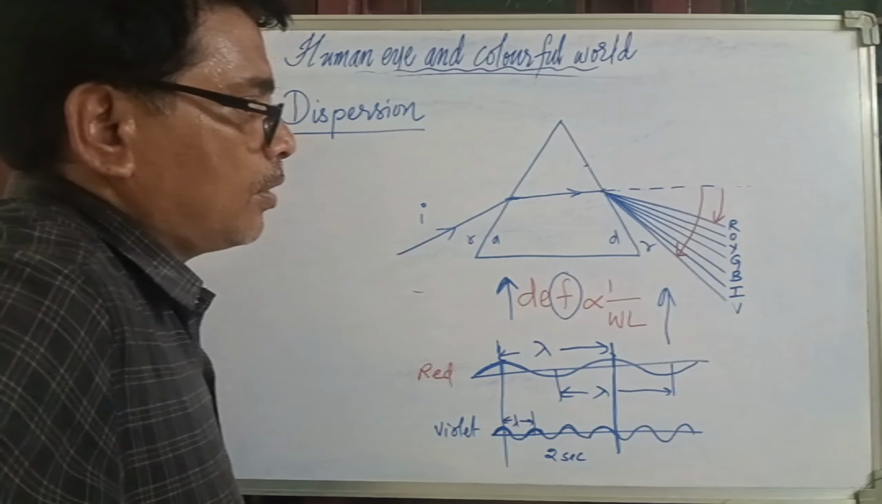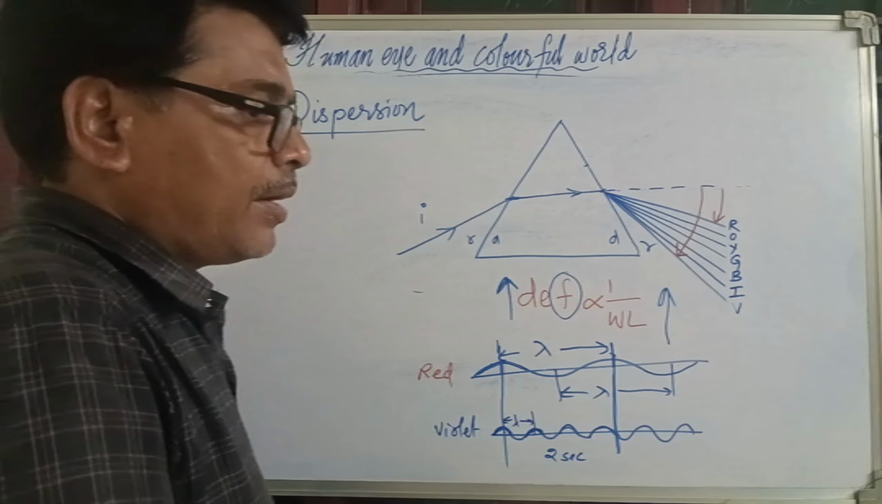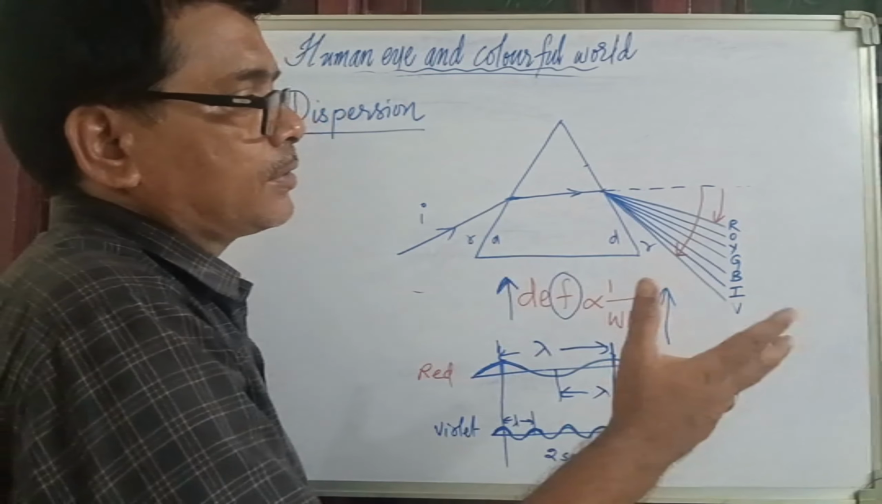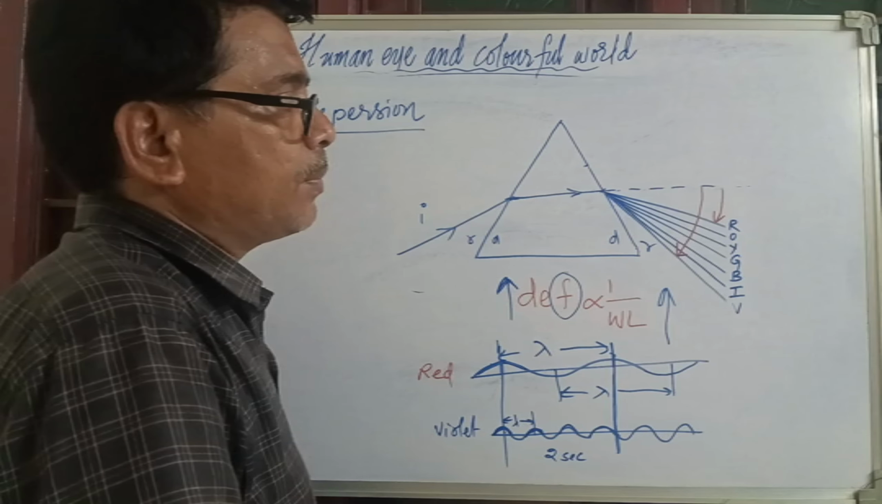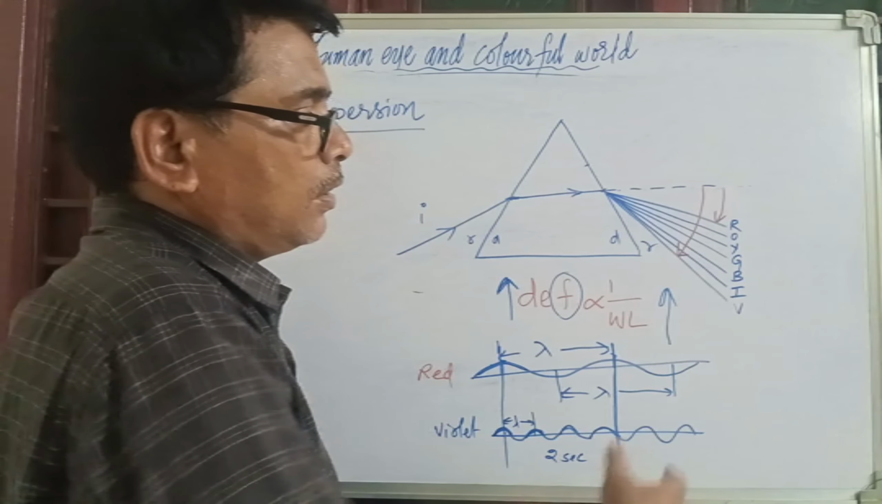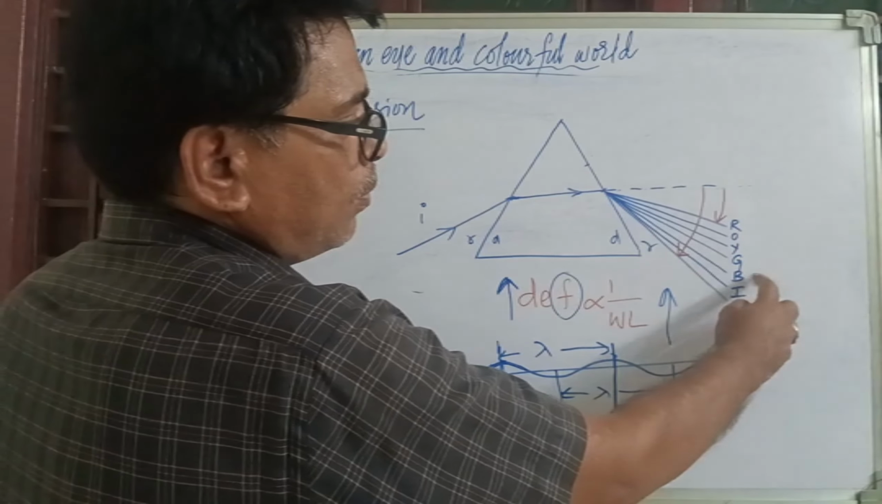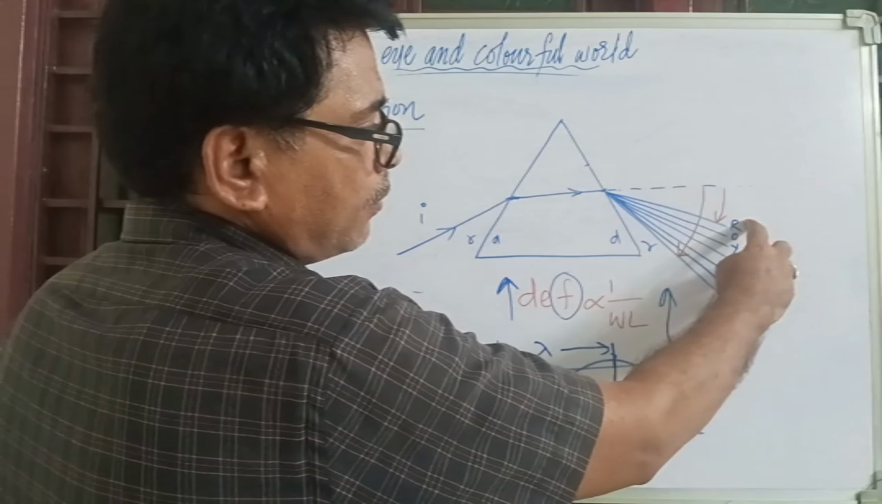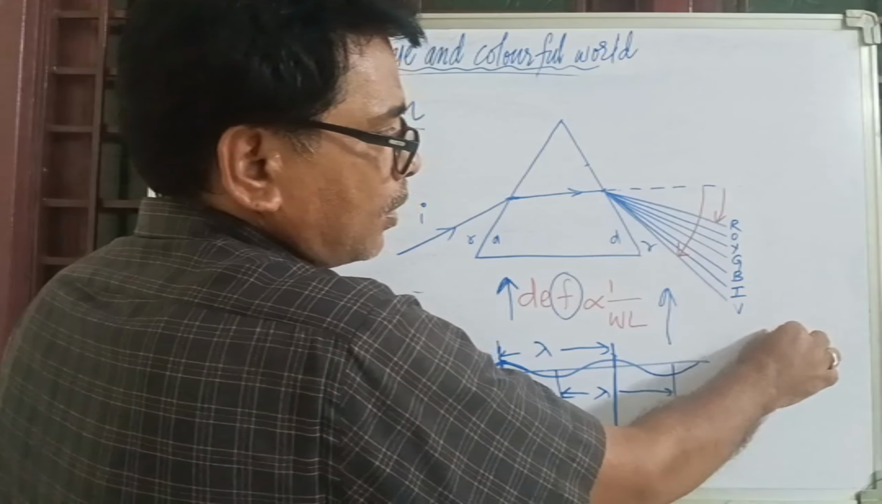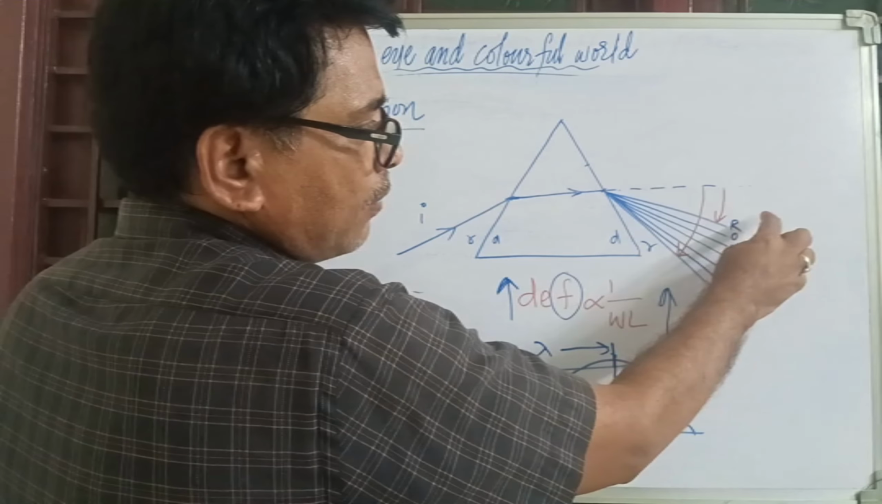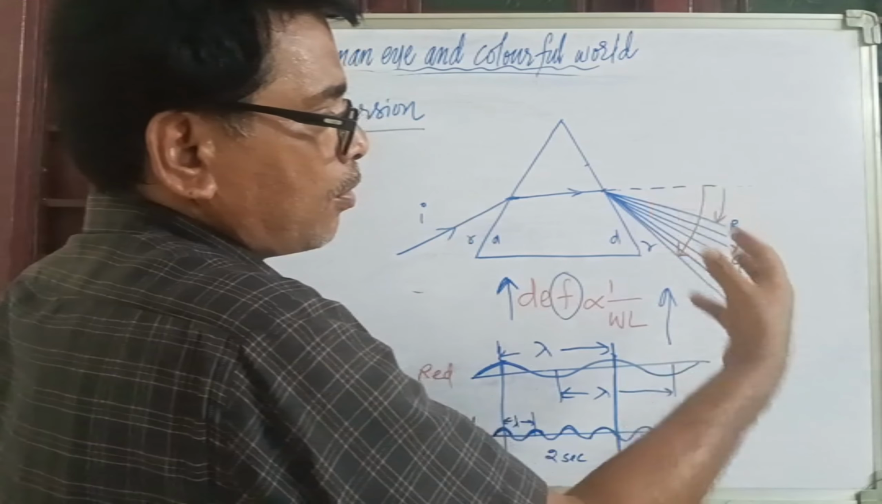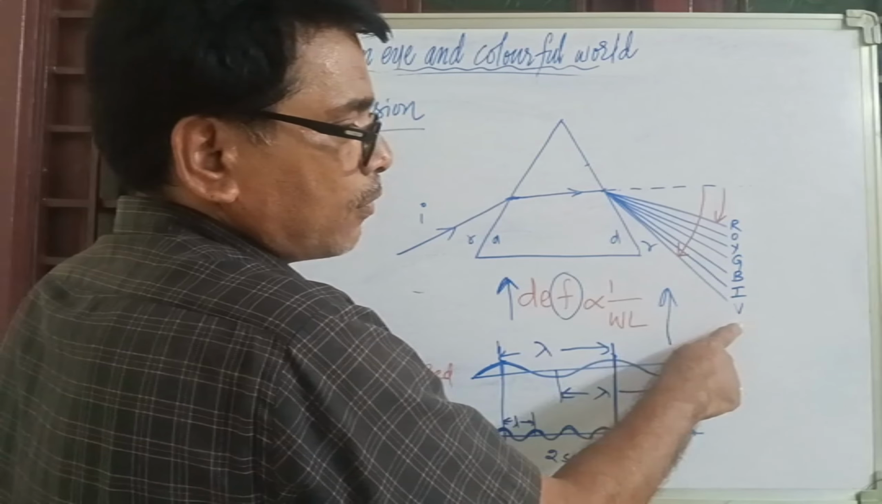This is something about dispersion. One light ray splitting into 7 colors. That is what you call dispersion of light, in the form of VIBGYOR: violet, indigo, blue, green, yellow, orange, and red. We are not supposed to write from the top. If you write from the top, violet will have less deviation, so everything will become wrong. More deviation is for violet.